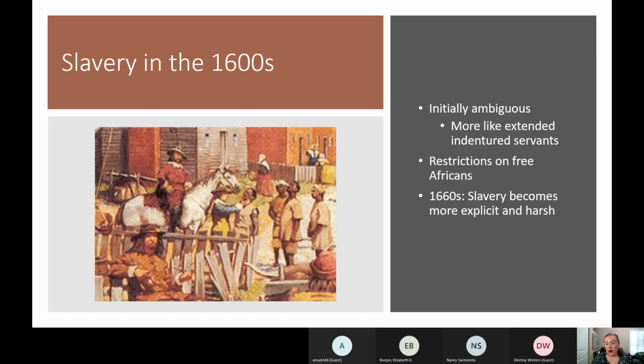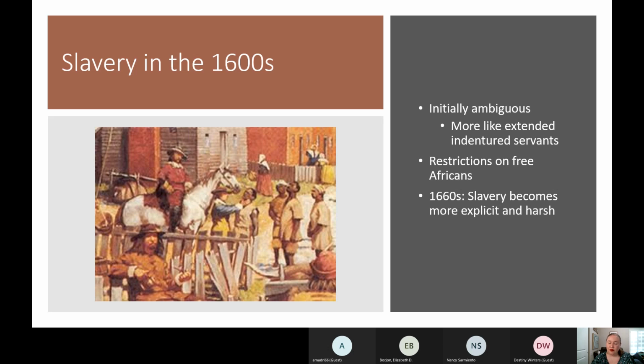Now, why does slavery get more popular after 1700? Well, let's first talk about when slavery first arrives to the English colonies, what would eventually become the original 13 states of the United States. Initially, Africans who are being brought to the English colonies look more like extended indentured servants. Initially, they're not seen as being permanently enslaved.